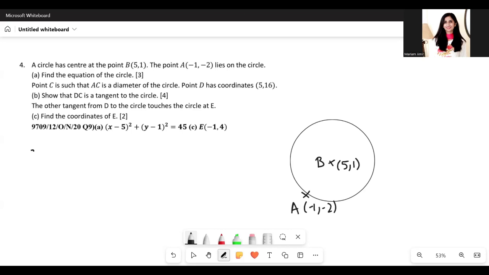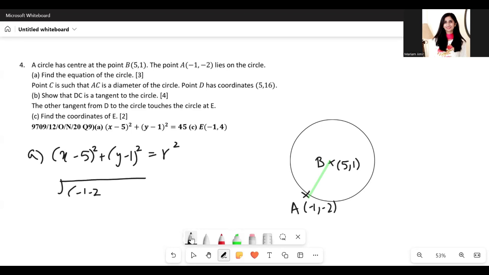Okay, we already have the center, so we're going to do (x - 5) whole squared plus (y - 1) whole squared. And now I need the radius and then I'll square it. So for the radius, apply a distance formula on AB. If I'm starting with y, it's going to be (y) -2, so +2 whole squared, plus 5 - 1, so (5 + 1) whole squared.